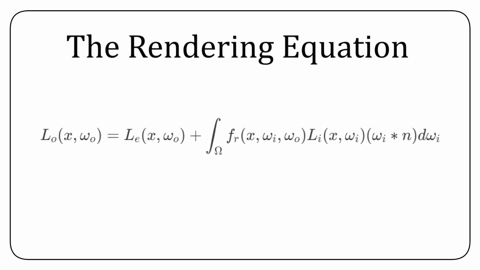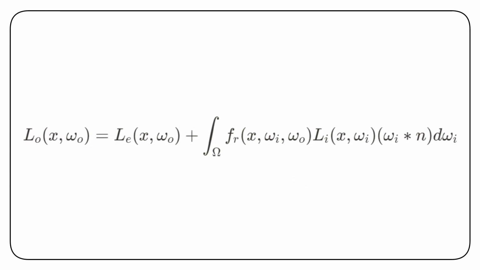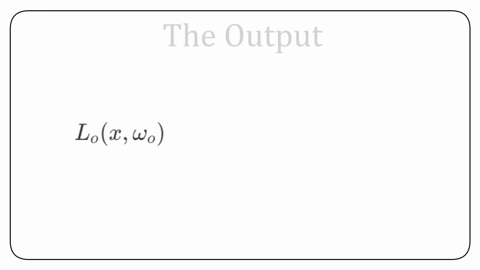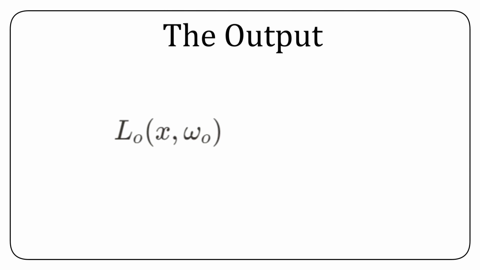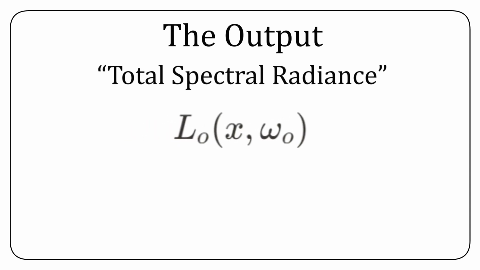Although it may look very complicated, it can be broken down into a few major parts. We can start off with the left side of the equation. This part of the equation represents the output of the rendering equation and is known as the total spectral radiance. In other words, it is the light that the observer will see.